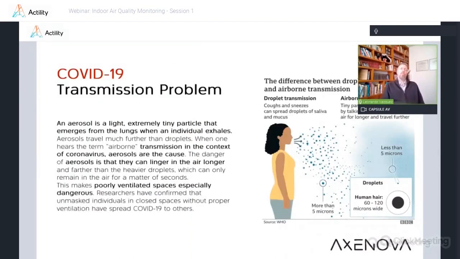There are two ways of COVID transmission, droplets and aerosols. A person spreads droplets when talking or coughing, and droplets only remain seconds in the air.